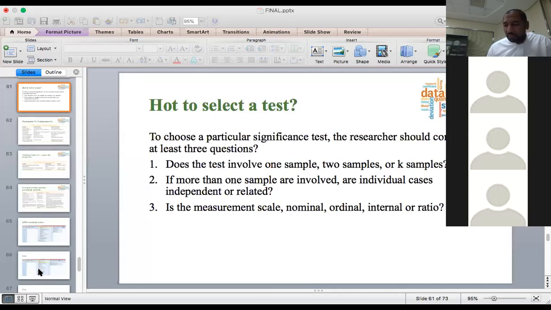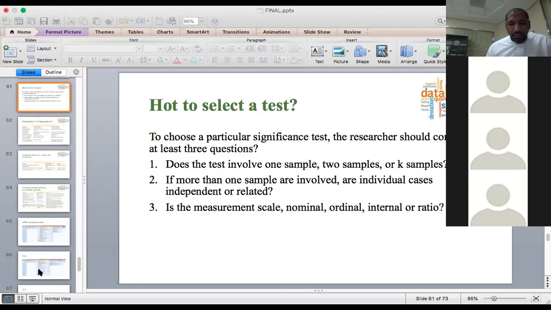What do I mean? For example, I would like to study the relationship between gender and systolic blood pressure. So I have a sample of 1,000 males and females, and I took their systolic blood pressure, and I would like to study the relationship between the two genders. So we have two independent samples over here. They are not related, okay? Two independent samples.